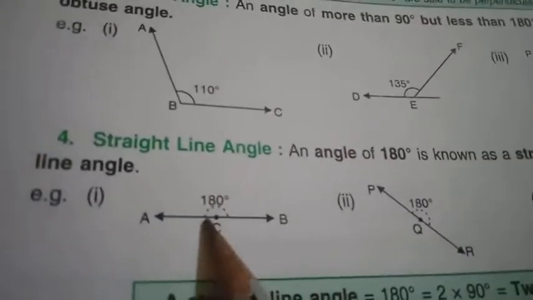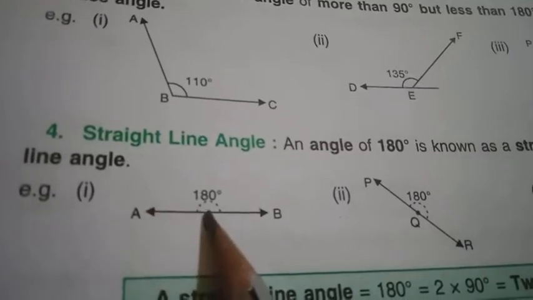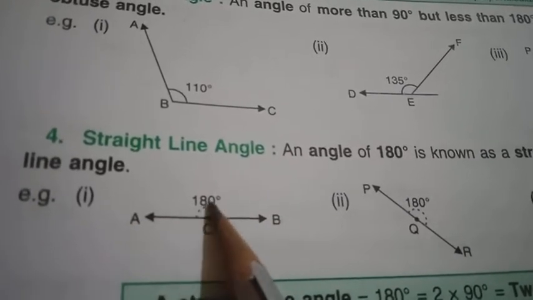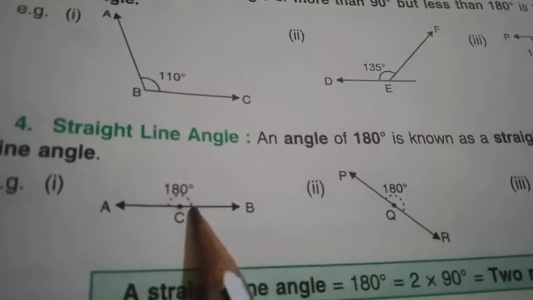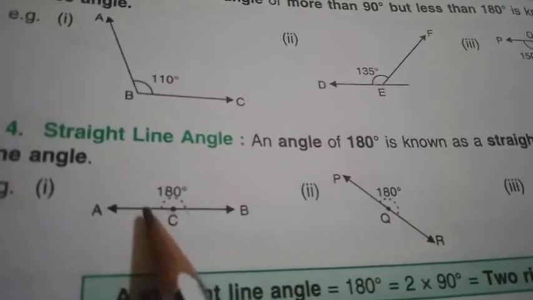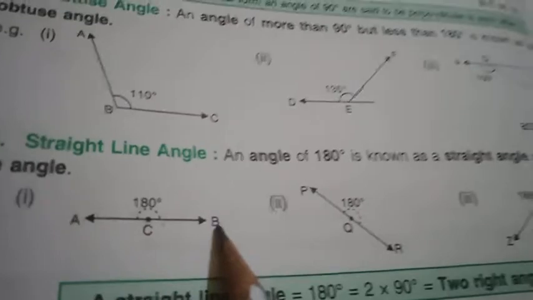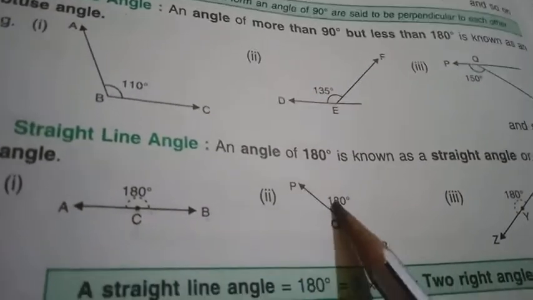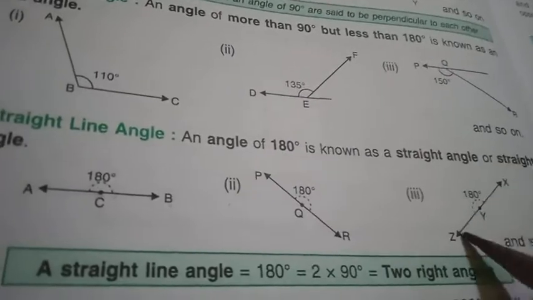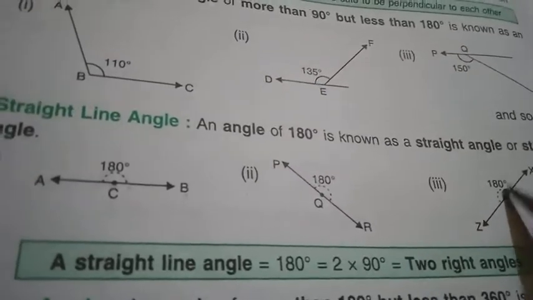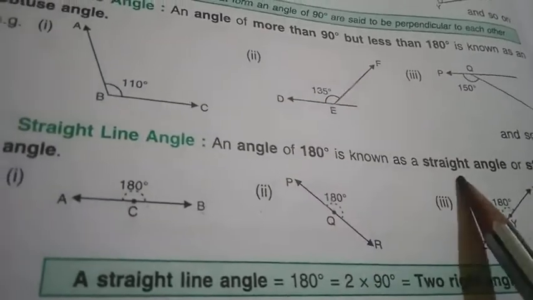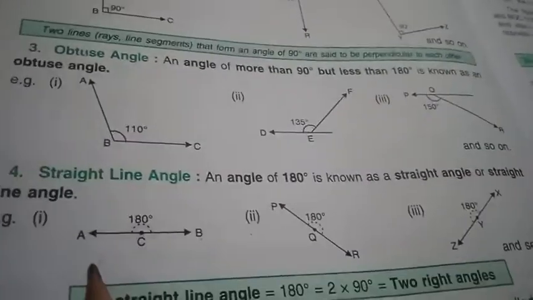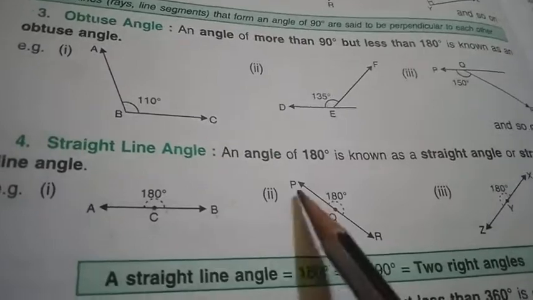So you can see here ray CA and ray CB. CA arm and CB arm. So together they form 180 degree. Okay. So angle ACB is equal to 180 degree. Angle PQR is equal to 180 degree. Angle XYZ is equal to 180 degree. So 180 degree is straight angle or straight line angle because it's a straight line.